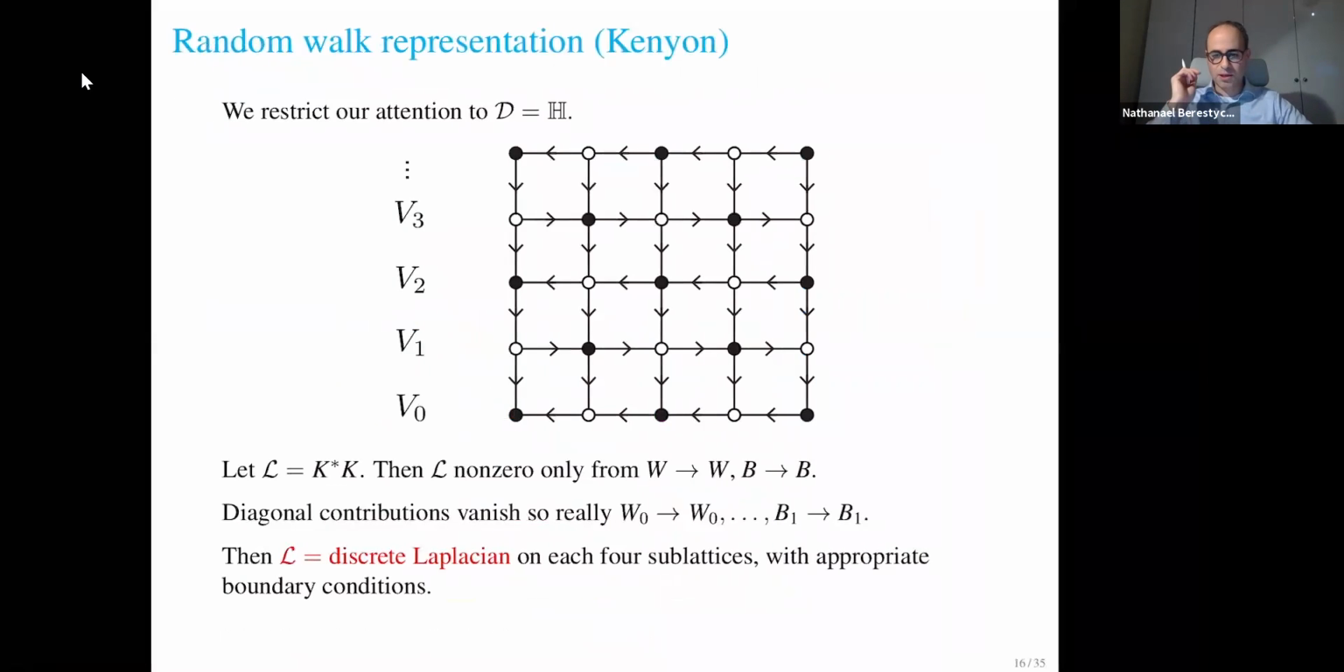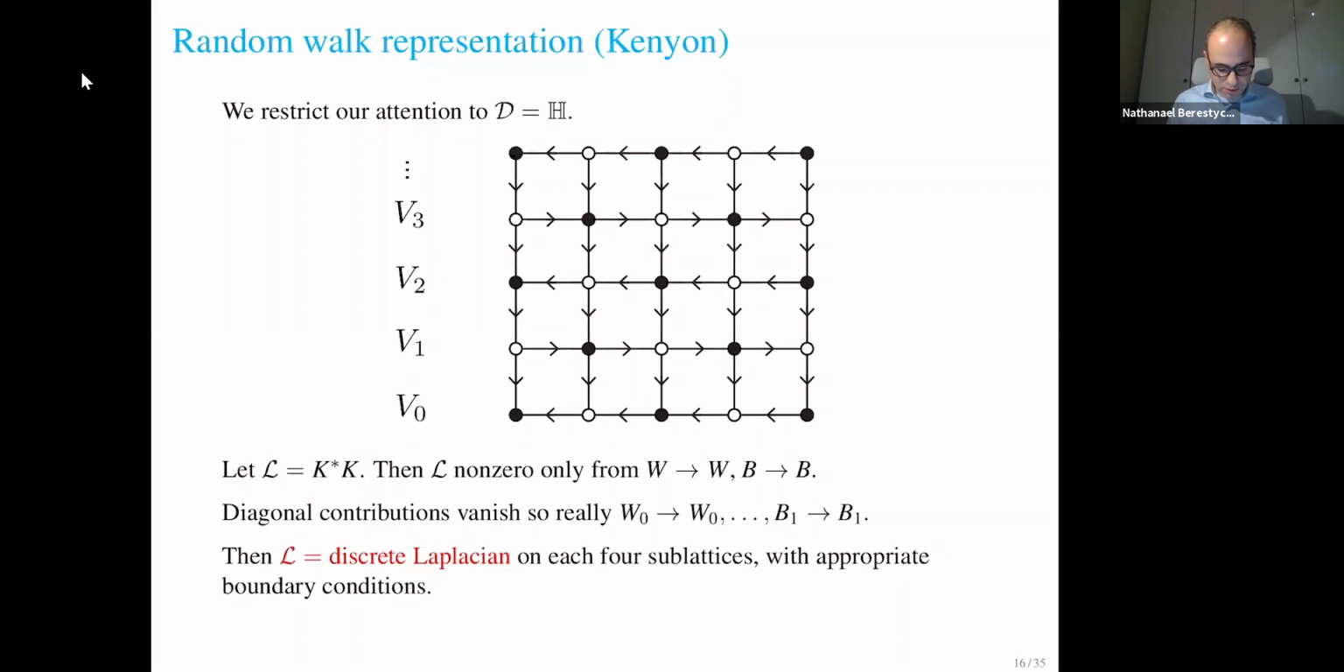In order to do that, Kenyon had really a remarkable idea. And the idea, so he didn't call it a random walk representation, but I will call it that because I think that's what it is. And his idea was to not think so much about the matrix K, but the matrix K star K. So K star here is going to be the Hermitian conjugate of K. And the idea is to think about this matrix. Let's call it L. L because in a second we will see that it's really a Laplacian.